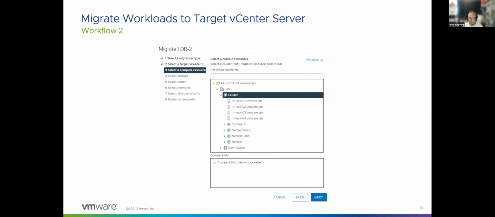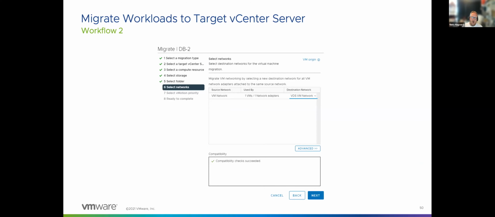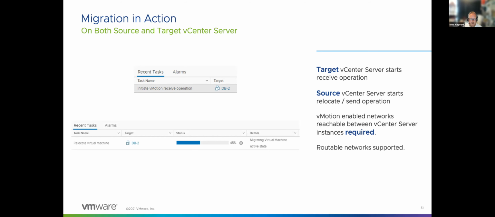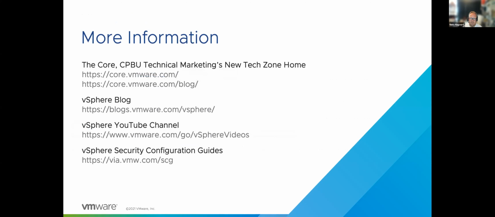So compatibility checks are obviously there to make sure that the migration will be successful. Also, we can select a different network if we need to. Chances are that on the destination ESXi host or destination vCenter server in this case, we have different naming of our port groups. So you can check and select that here. And in the end, you'll initiate a vMotion, but you'll obviously see some information on both the target and the source vCenter server side. So whatever workflow you're using, we see that we now have initiated a vMotion receive operation. And on the sending side, we see a relocate virtual machine.